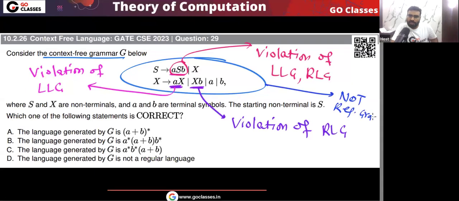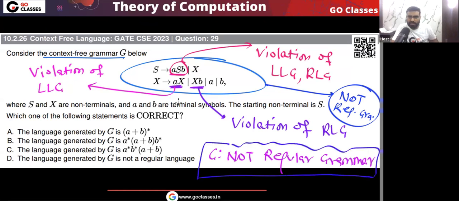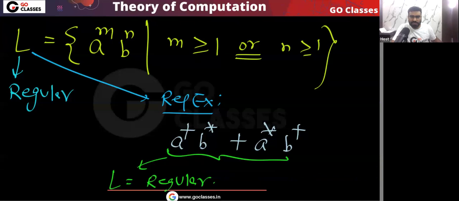Now tell me, if this is not regular grammar, can it generate regular language? Is it possible? Remember, this given grammar is not regular grammar. Can a non-regular grammar generate regular language? The answer is yes, it is possible. We have already seen this in our lectures.